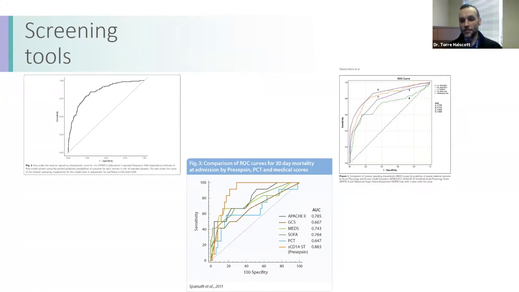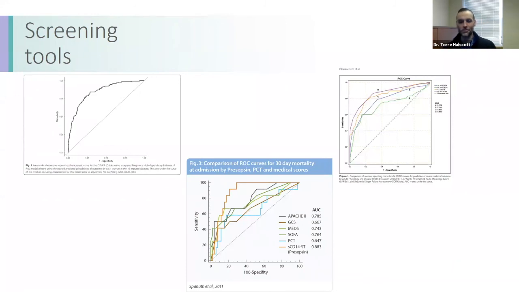The top left is the CIPHER score in obstetric patients. The top right is a comparison of several different scores, APACHE I and II and IV, SAPS and SOFA, and that is for maternal outcomes as well. And you see those all perform pretty similarly. And then the bottom is also looking at a number of different scores, as well as Glasgow Coma Scale, so mental status by itself, as well as a novel protein, presepsin, that these authors were looking at. And all of those also perform similarly.